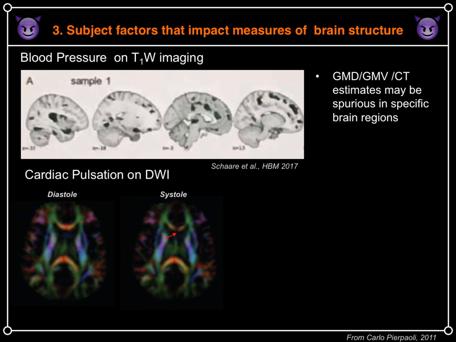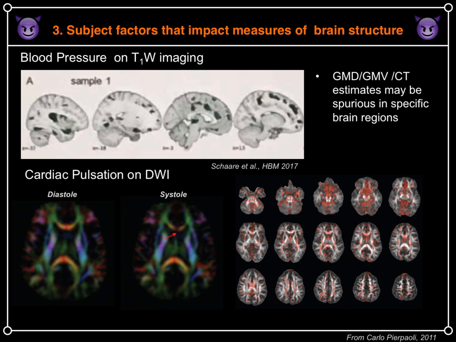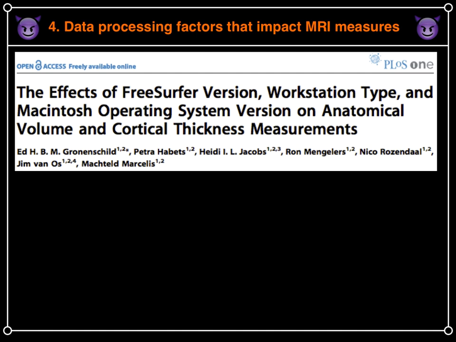So you want to measure and show that there are no systematic blood pressure differences or respiration differences between the two groups. What I'm showing you here is changes in fractional anisotropy. It's a measure of structure that is changing with changes in the cardiac pulsation. So these are regions that are at very high risk of showing a difference in fractional anisotropy purely because of changes in the cardiac cycle. So those are subject-related factors.